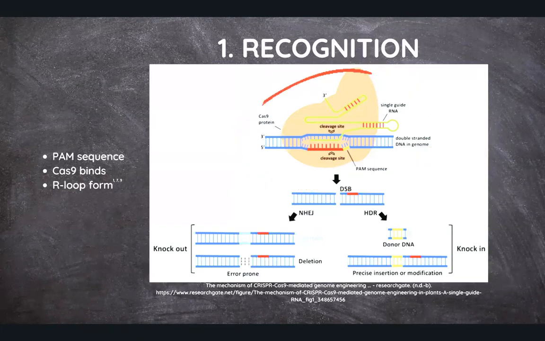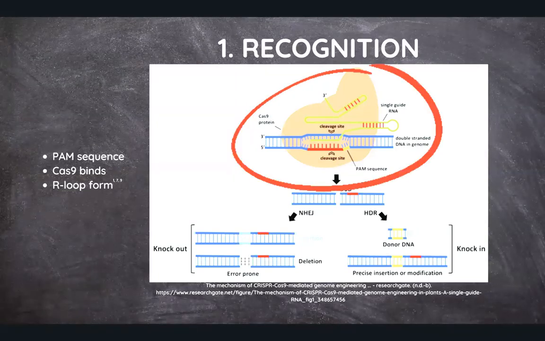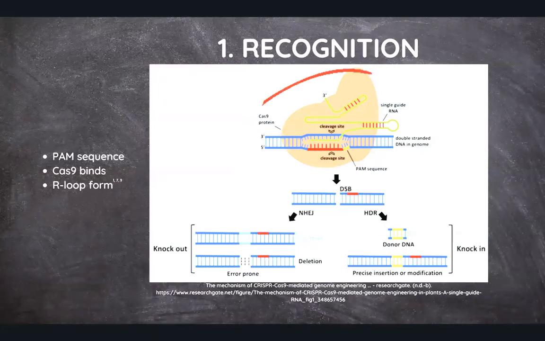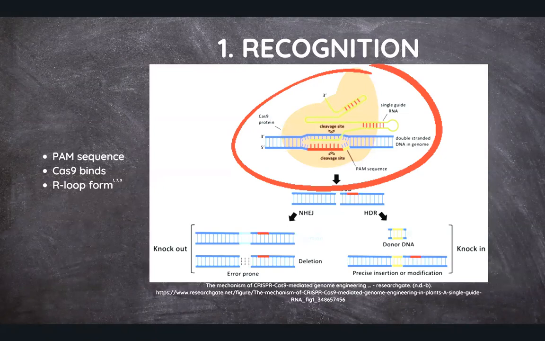Cas9 initiates the search by probing for a proper PAM sequence before looking at the flanking DNA for potential guide RNA that is complementary. Once a target site with the proper PAM is found, Cas9 triggers local DNA melting and RNA strand invasion to form an RNA-DNA hybrid, or an R loop.